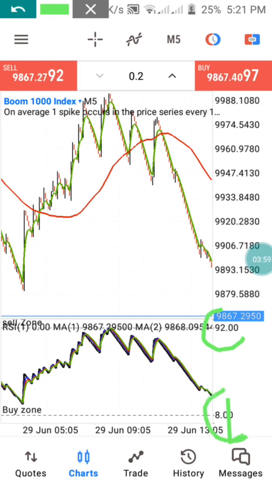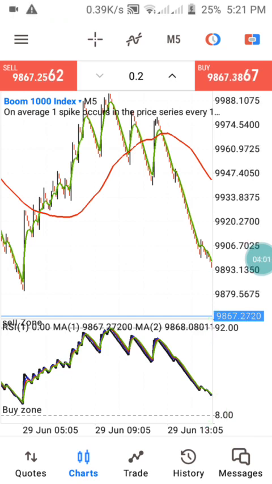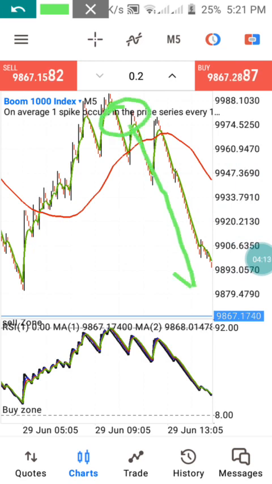So this will be our buy zone, our selling zone, and this is Boom 1000. If we are going to be selling, it means that we are going to enter our trade on the uptrend and expecting the trade to move on a downtrend.